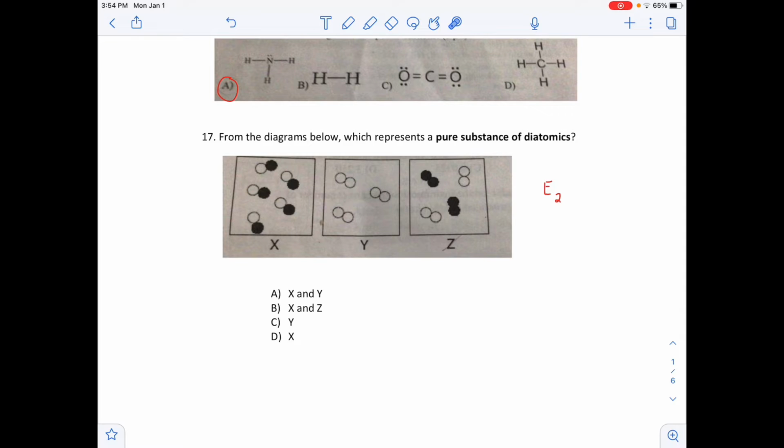And then you could look at Z and see that that is not a pure substance, because yes, this is a diatomic, and yes, this is a diatomic, but there's two different types of diatomics in there, and it's not a pure substance. So the correct answer would be C, Y.